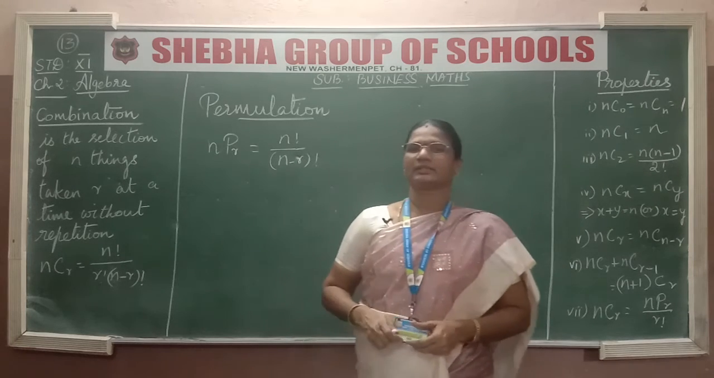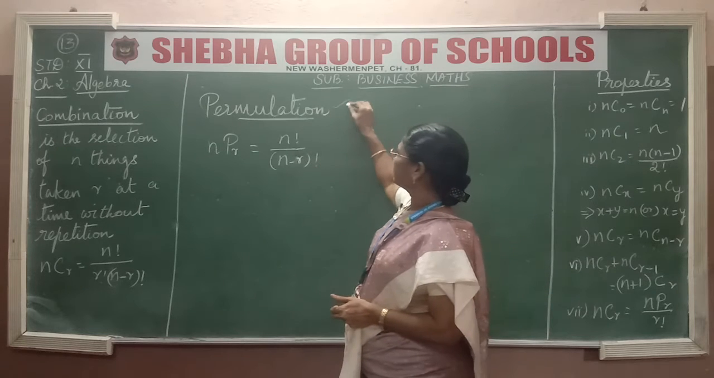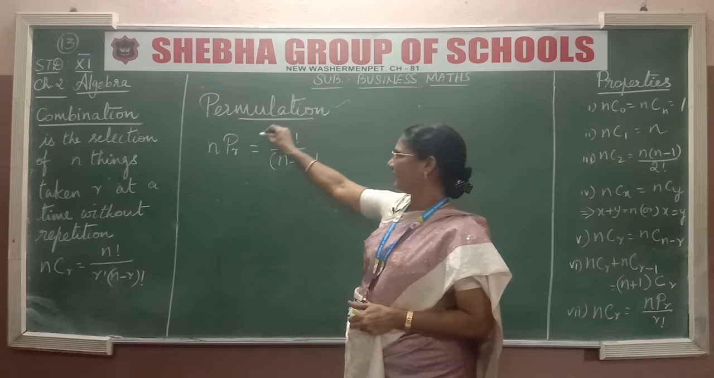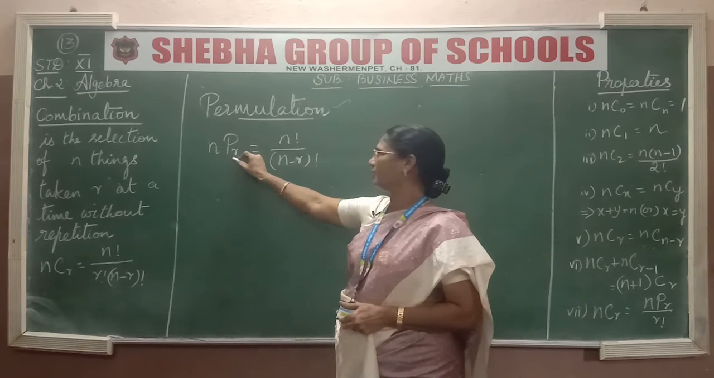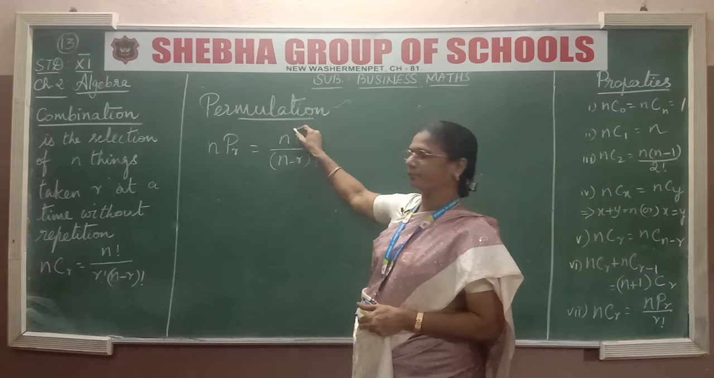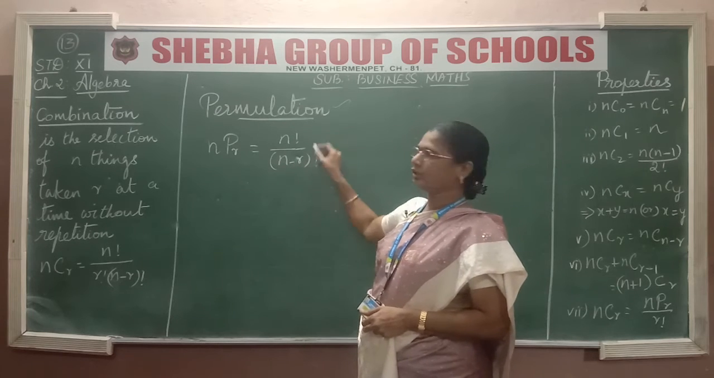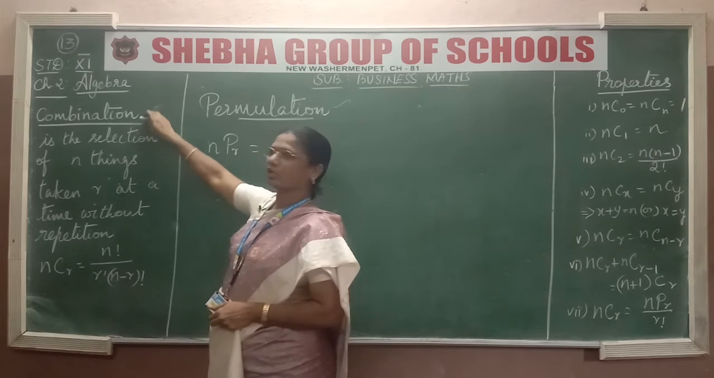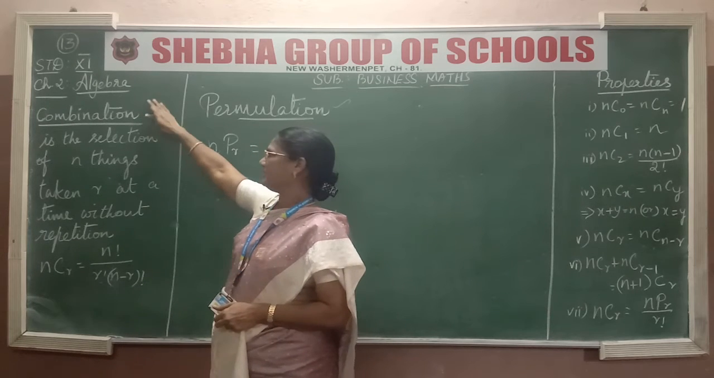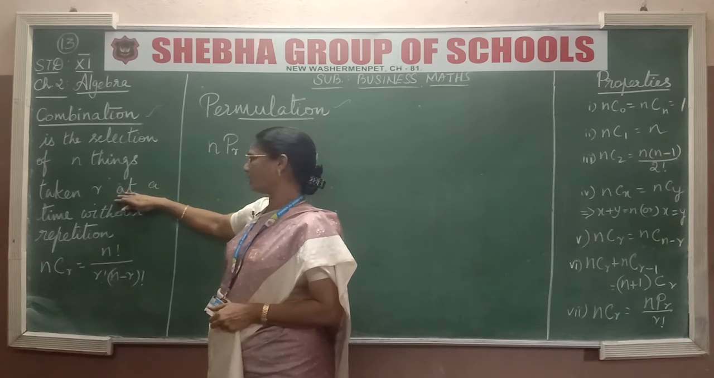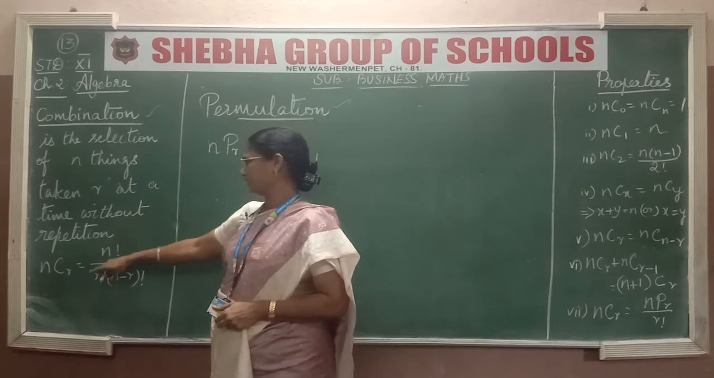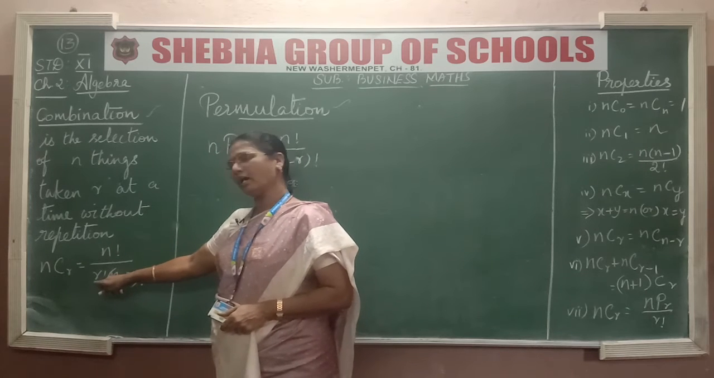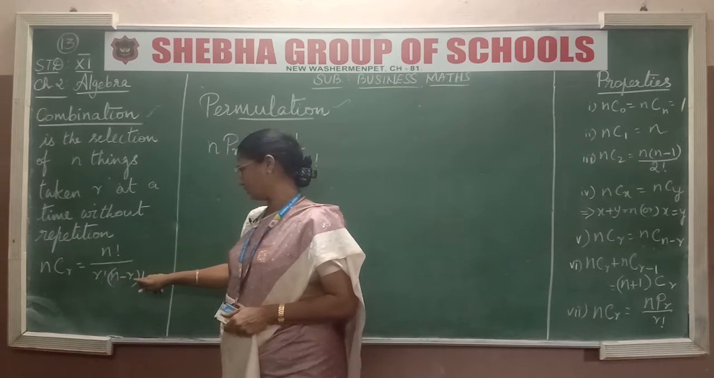Listen, in the last class we studied permutation. What is permutation? Permutation is the order of arrangement and is denoted by nPr and defined as n factorial by n minus r factorial. Today we are going to see combinations. What is combination? Combination is the selection of n things taken r at a time, nCr, which is equal to n factorial by r factorial into n minus r factorial.